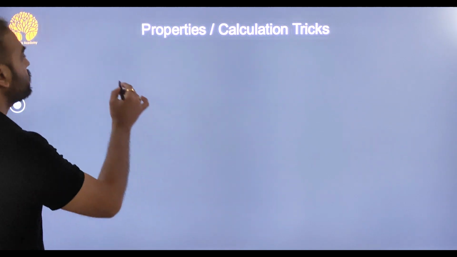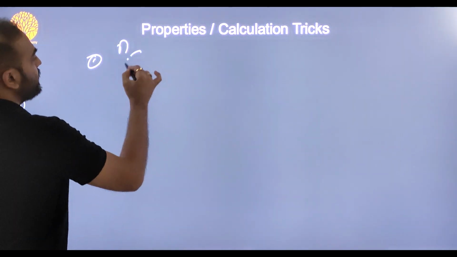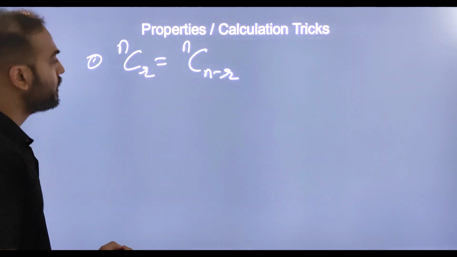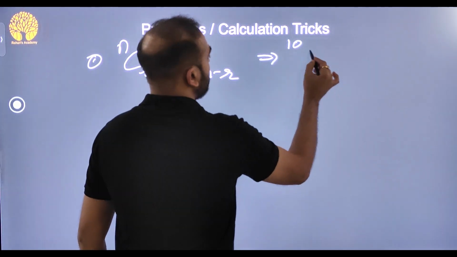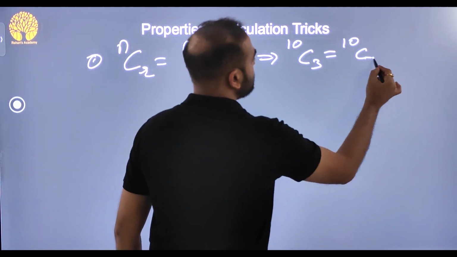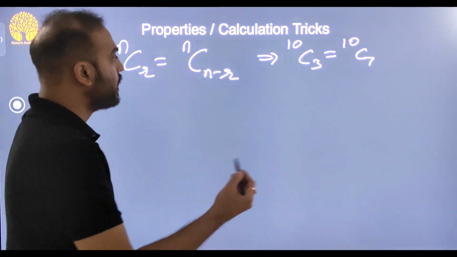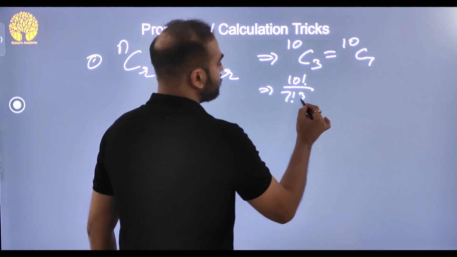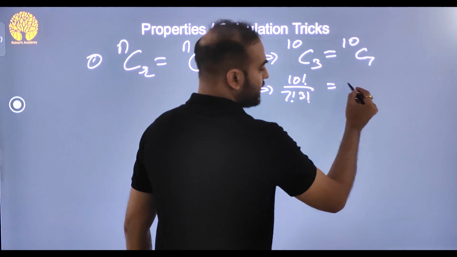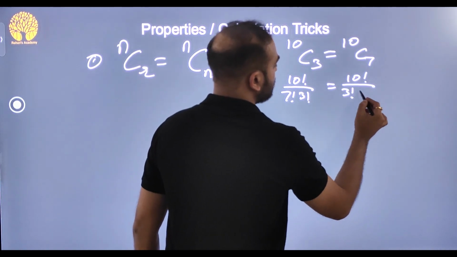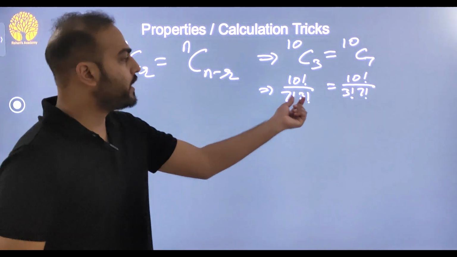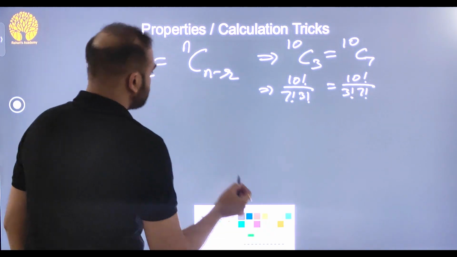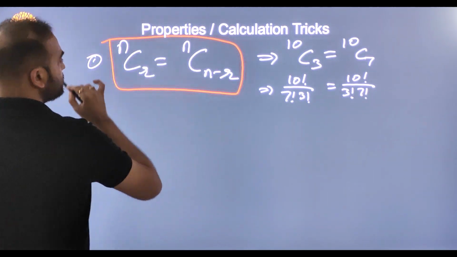That's all. So the first property that we should know is nCr equals nC(n minus r). That is, 10C3 is the same as 10C7. If you solve this, it's very simple. That's 10 factorial by 7 factorial into 3 factorial. That's the LHS. If you solve the RHS, multiplication A into B or B into A is the same. That is why nCr is equal to nC(n minus r).